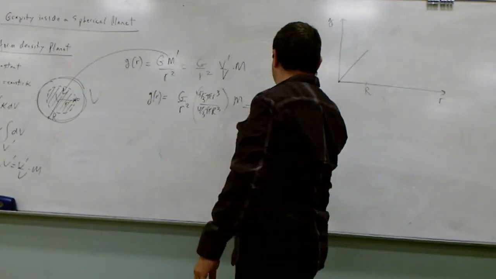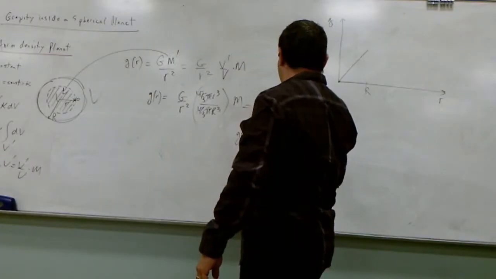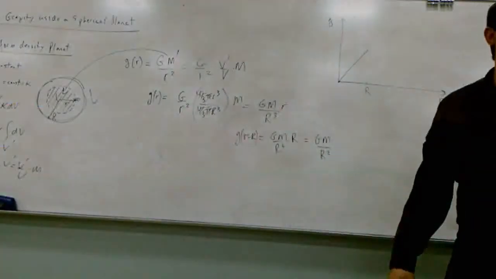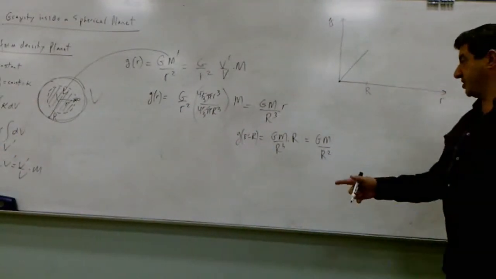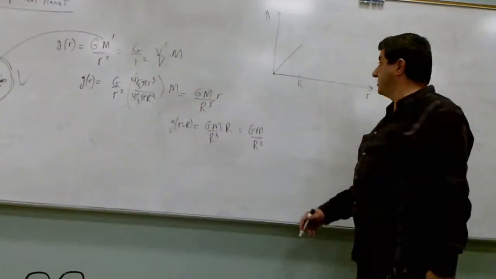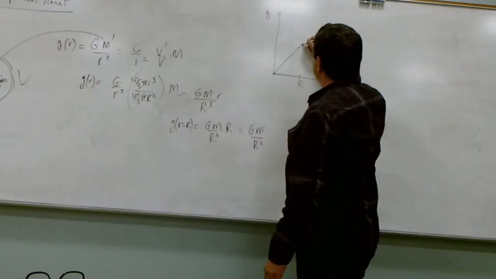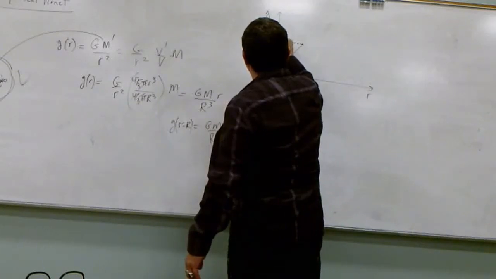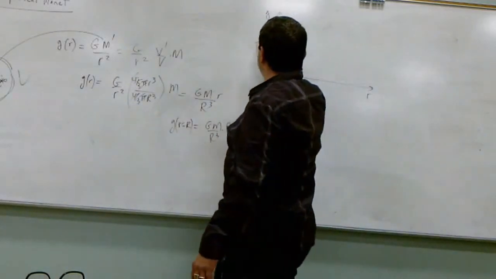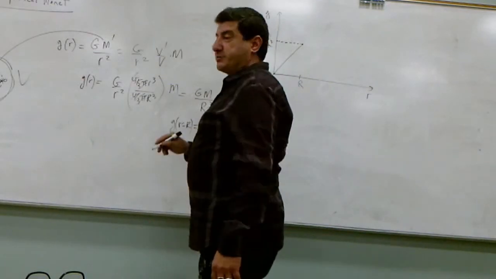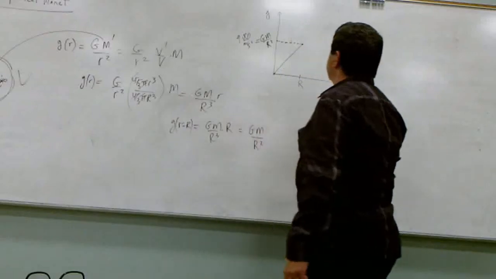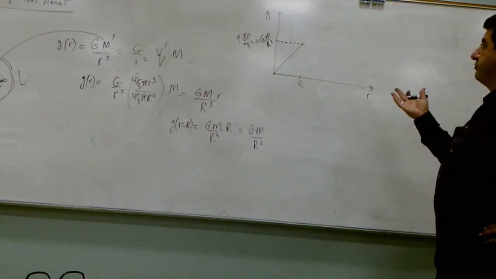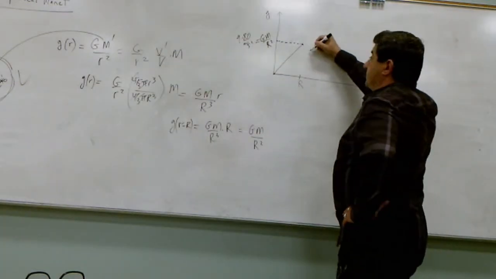When little r is equal to big R, what's going to happen? G M over R cubed times big R gives you G M over R squared. That one is the regular equation, right? The gravitational field outside of the sphere is G M over R squared. So when you get to the radius, that gives you the gravitational field G M over R squared. For the Earth, for example, G M over R squared is 9.8 meters per second squared.